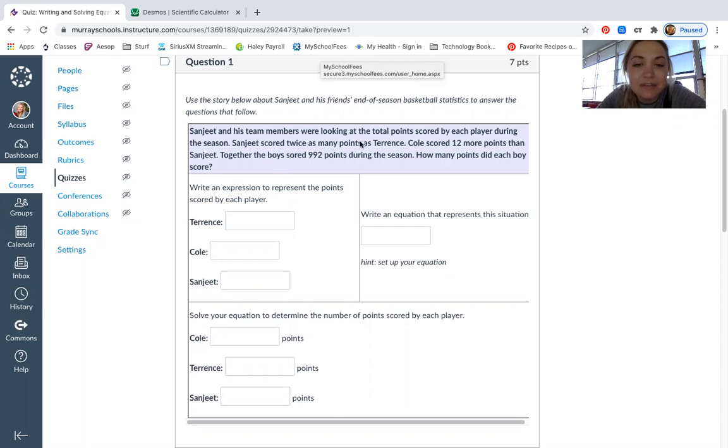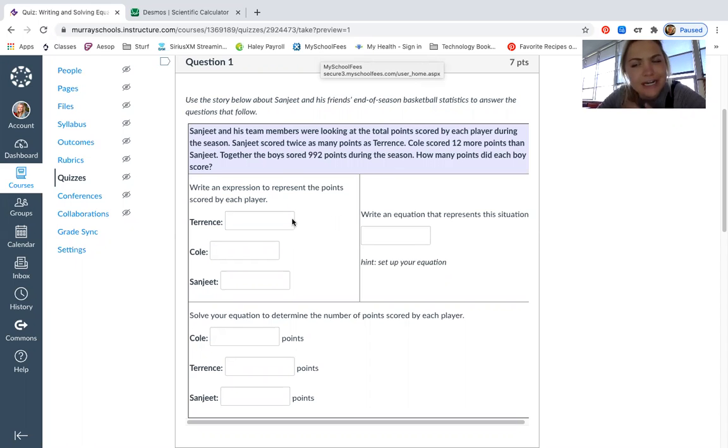Sanjeet scored twice as many points as Terrence. Cole scored 12 more points than Sanjeet. Together, the boys scored 992 points during the season. How many points did each boy score? Okay, so your first job is to write an expression to represent the points scored by each player.